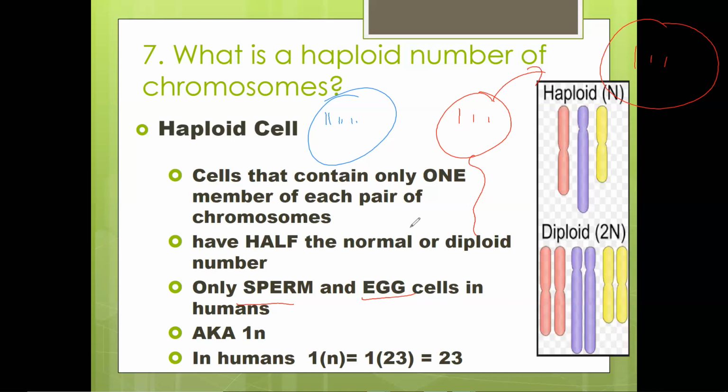To combat this, each sperm and egg cell have half the number of chromosomes, because if you add 23 plus 23, you get 46, which is a normal human cell.